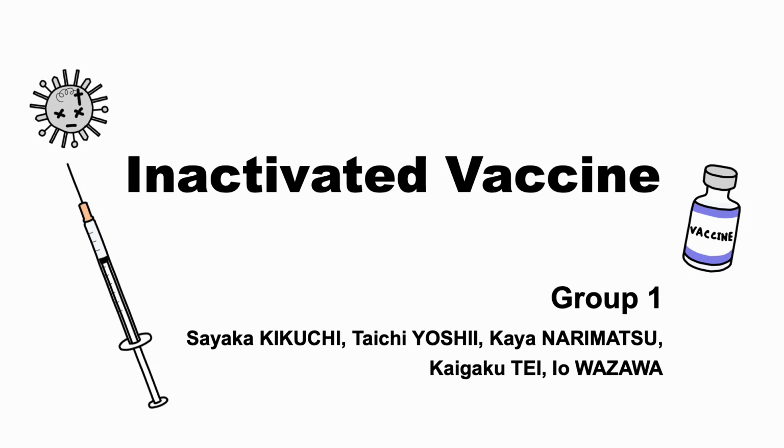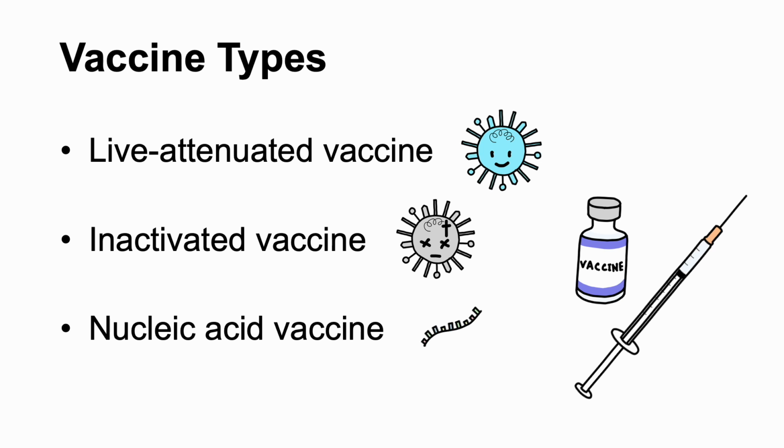Today's topic is inactivated vaccines. Let's briefly review the three major types of vaccines. First, live attenuated vaccines. They use weakened but living pathogens. Second, inactivated vaccines. They use killed pathogens. Third, nucleic acid vaccines. They deliver messenger RNA or DNA to make our cells produce antigens.